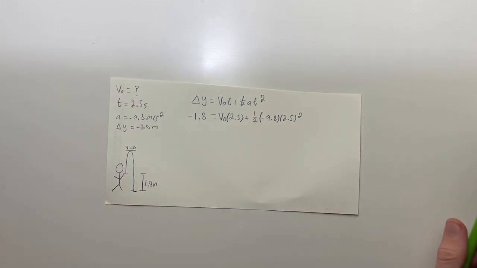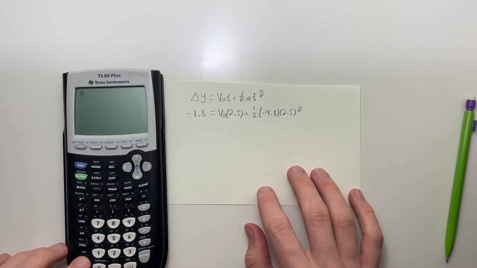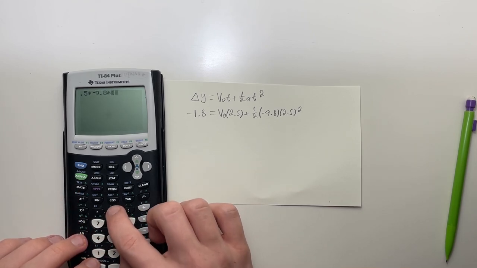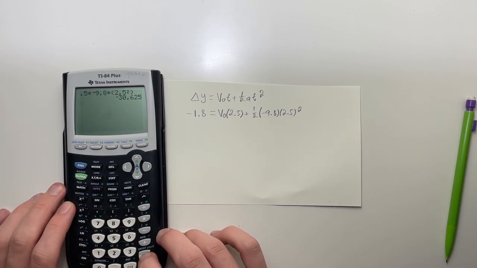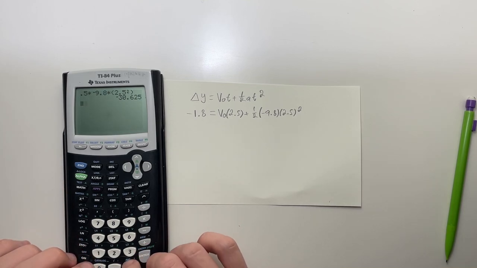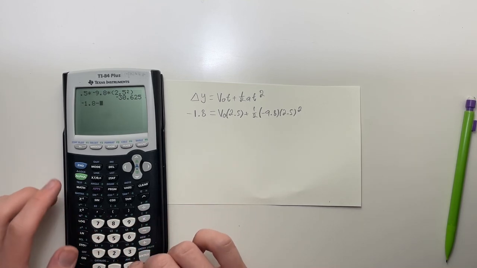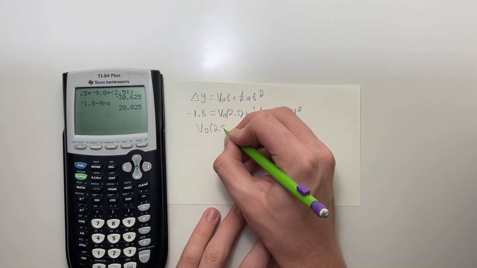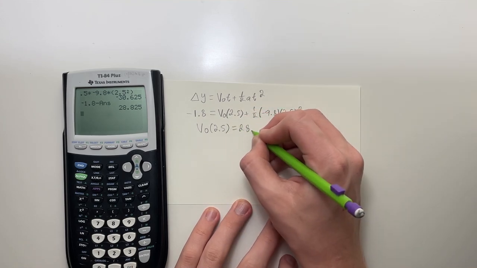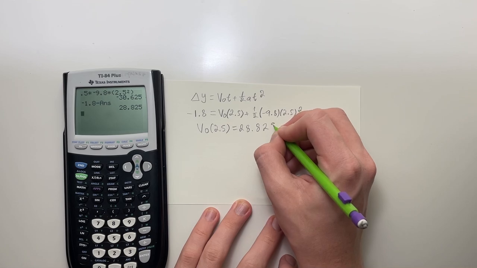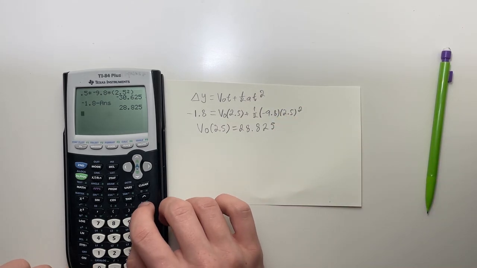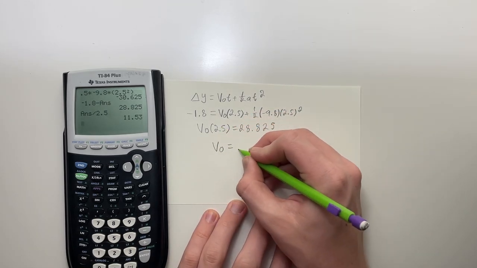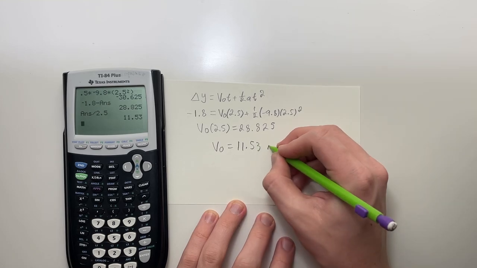So now it's just a matter of solving. So we'll plug those in. We'll do 0.5 times negative 9.8 times 2.5 squared. All right, so now we can subtract that. So we can do negative 1.8 minus answer. This means V naught times 2.5 equals 28.825. Now we can divide that by 2.5. This means that our V initial equals 11.53 meters per second.